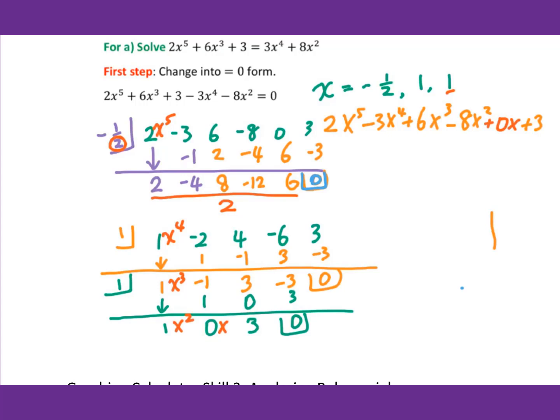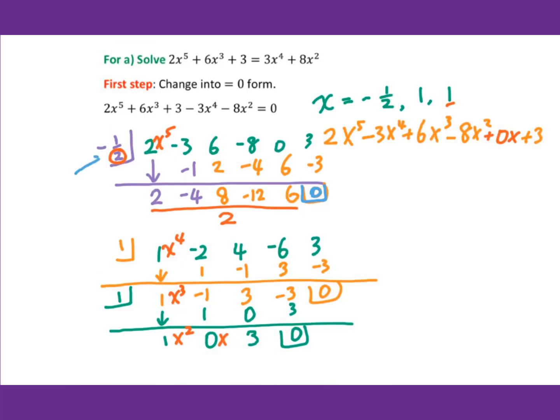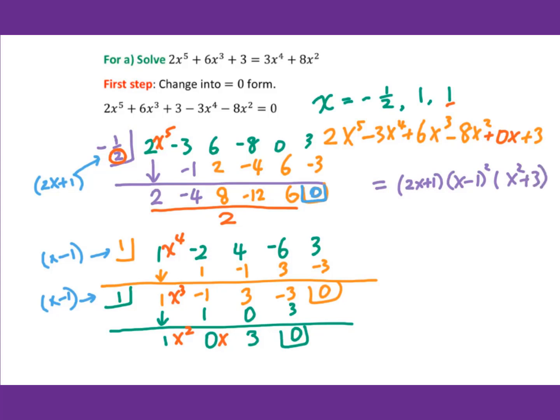Therefore, we can write down the factor now. Factor for this, you will get the 2x plus 1. This is the x minus 1. This will be x minus 1. So the factor for this polynomial function equals 2x plus 1, x minus 1 squared, and then x squared plus 3. Then we need to solve this time x squared plus 3 equal to 0.